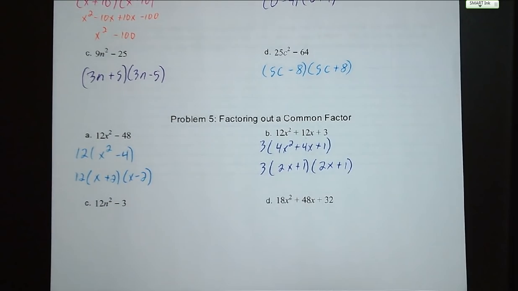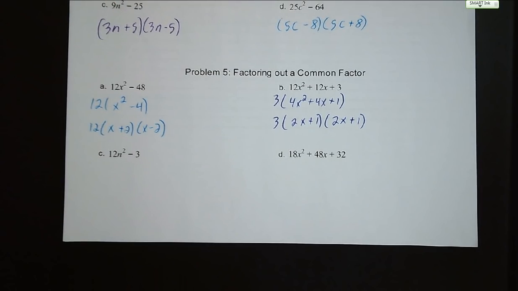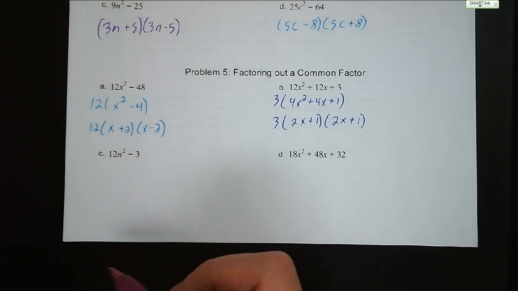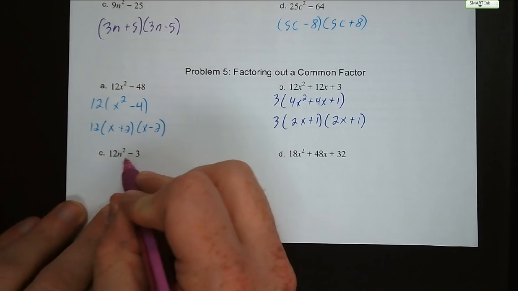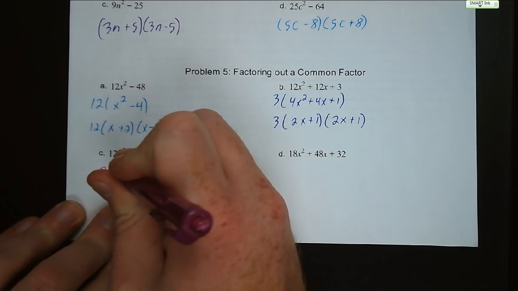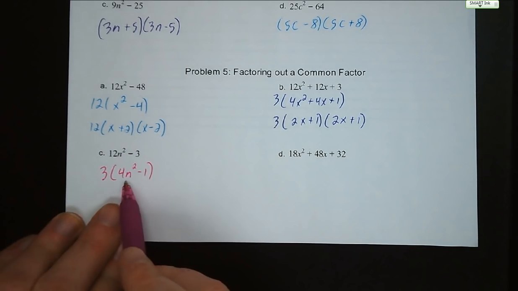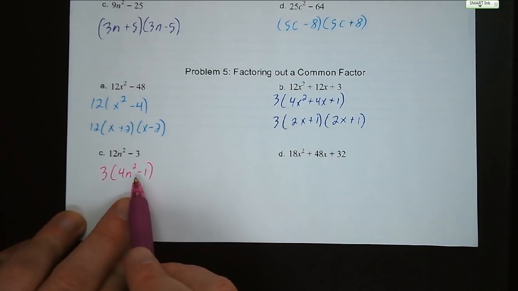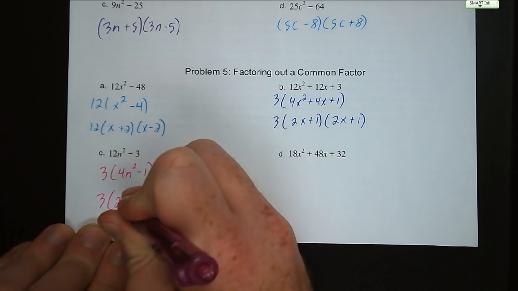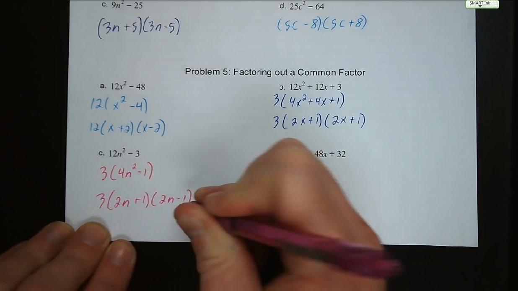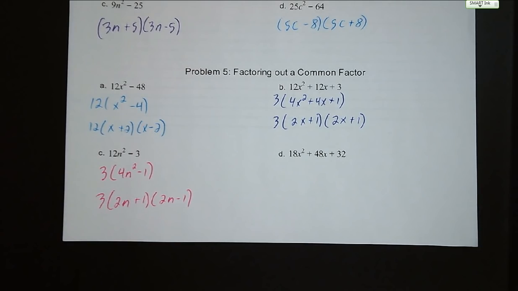All right, I want you guys to try letter C and D on your own. Letter C, 12n squared minus 3. If we're looking for common factors in that, 12 and 3 have a common factor of 3. We're left with 4n squared minus 1. Perfect square difference. 3 times 2n plus 1, 2n minus 1. Okay.